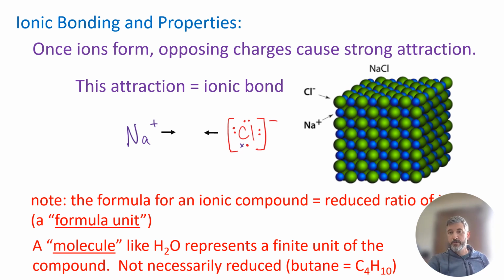So for example, butane from like a lighter is C4H10, right, instead of C2H5, which would be the reduced version, because there is a finite molecule that is made up of a chain of 4 carbons surrounded by 10 hydrogens that interacts with other butane molecules, but it's not actually linked to them the way that all the sodiums and chlorides in the sodium chloride crystal are sort of all linked to each other.